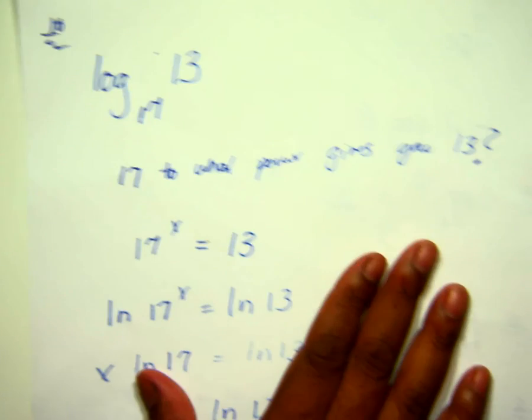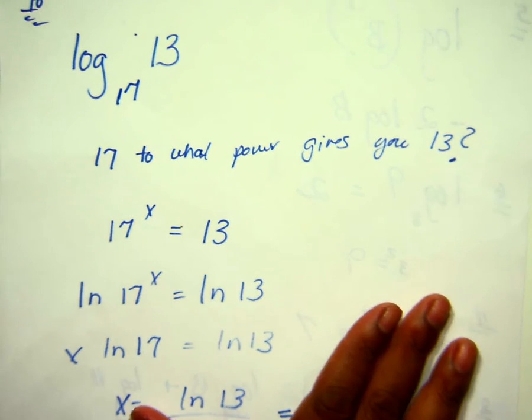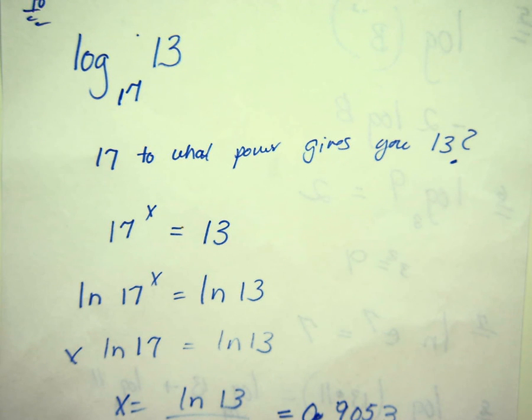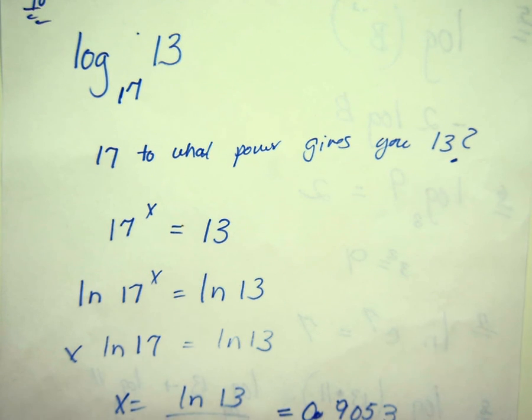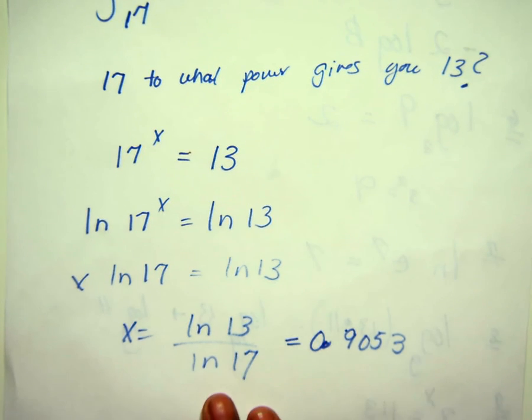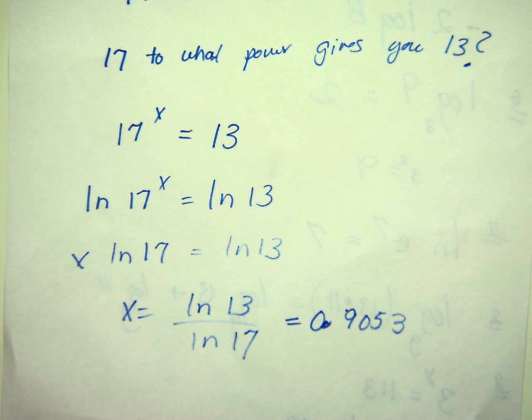So here's another example of a log. I'd like to reword it so I can better understand it. So 17 to what power gives you 13? Well, since 13 is smaller than 17, you already know that the exponent has to be either a fraction or a decimal. The easiest way to do that is to find the natural log of 17. Notice how I just rewrote both of them. So what power gives you 13? Natural log. Then you multiply on the left-hand side by x. And to solve for x, divide by the natural log of 17.